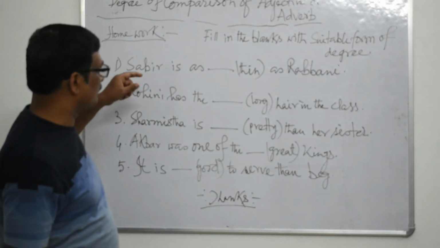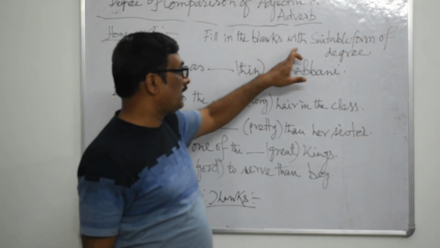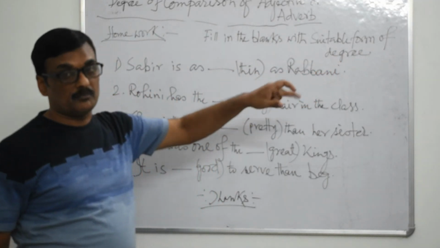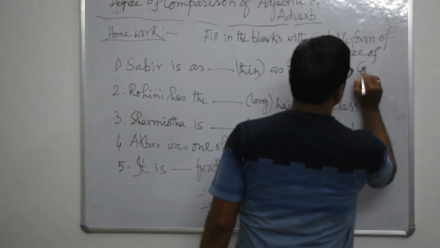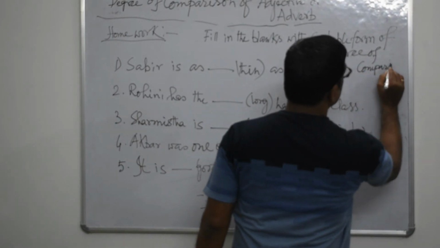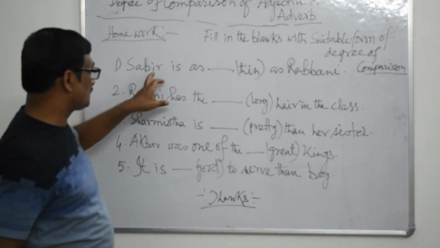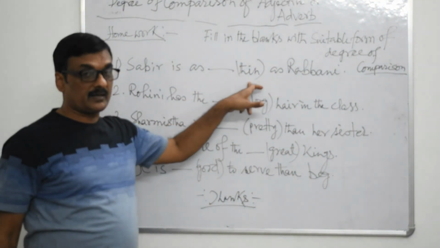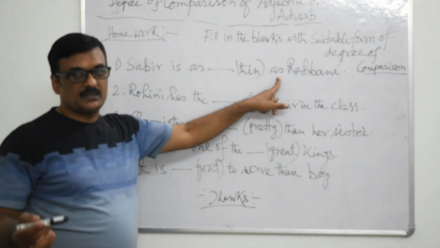So what is the question? It is a kind of homework I gave you. Fill in the blanks with a suitable form of degree of comparison. Number one: Sabir is as dash, in brackets, thin. What is the suitable form of thin? "As" is used. Certainly you understood.